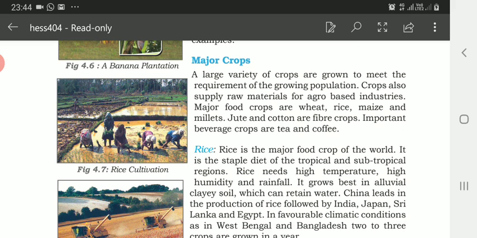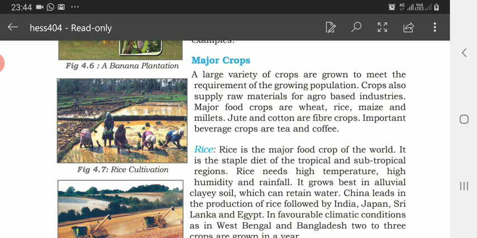Yes, there are three types of basic crops, that is food crop, fiber crop, and beverage crop. So, what are the food crops? Wheat, rice, maize, millets, pulses, all these things are called food crops. The crops which are used for consumption.